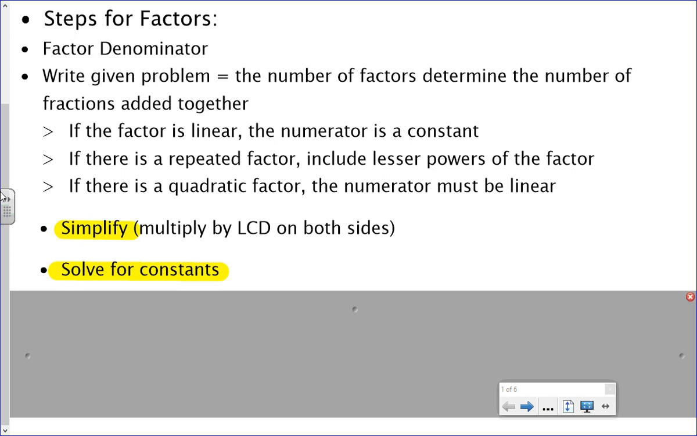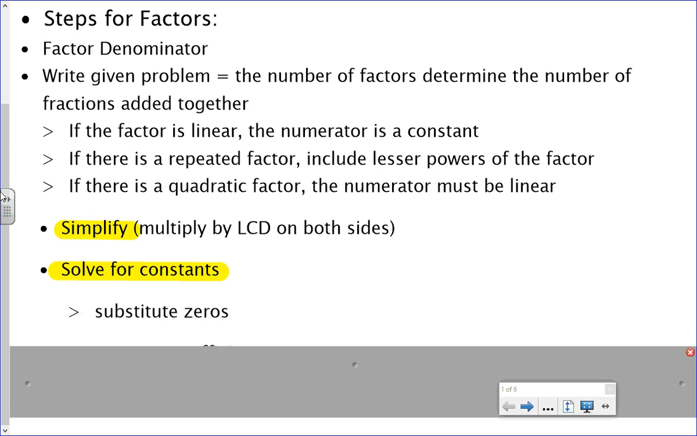And then we're going to solve for our A, B, C, D, E, F, G, whatever constants we have. A, B, C, and D are the constants that we're solving for. We're not going to consider them to be variables.